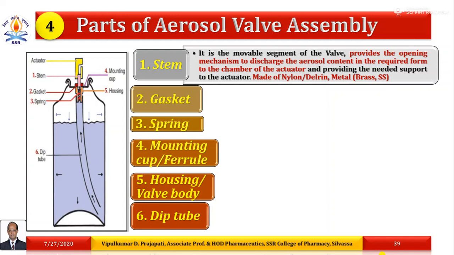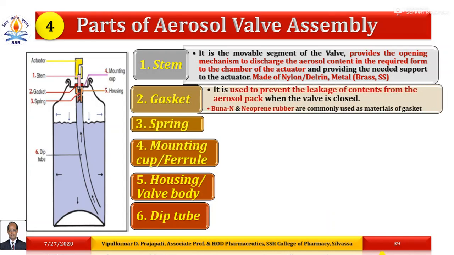The stem is made up of nylon or Delrin, or it is also made from metals, that is soft metals like brass, and hard metal, that is stainless steel. The second, gasket, is used to prevent the leakage of contents from the aerosol pack when the valve is closed. It is made from Buna-N and neoprene rubber. They are the most commonly used materials for the gasket.